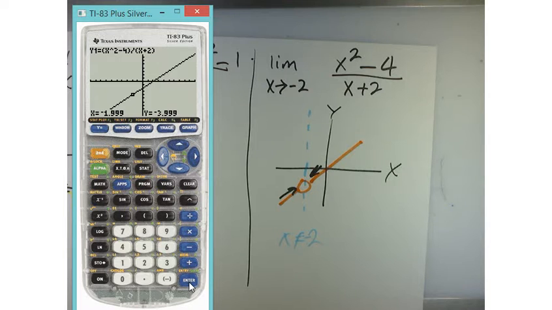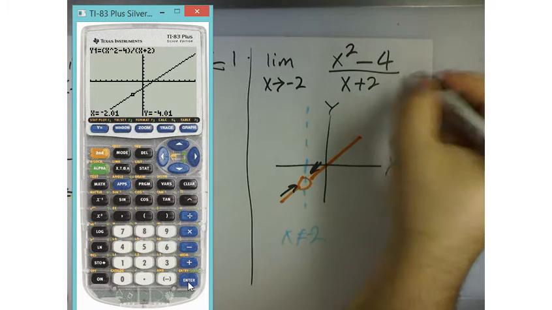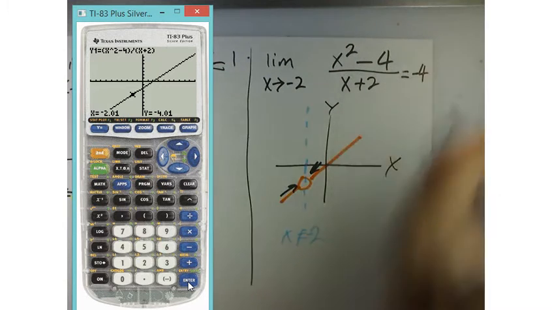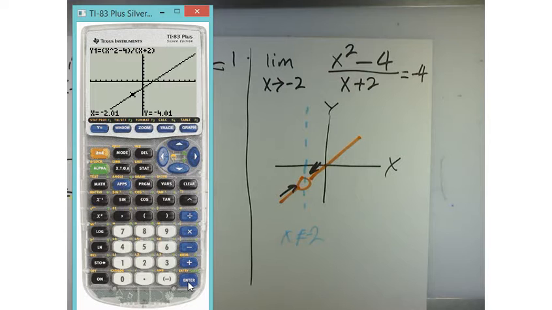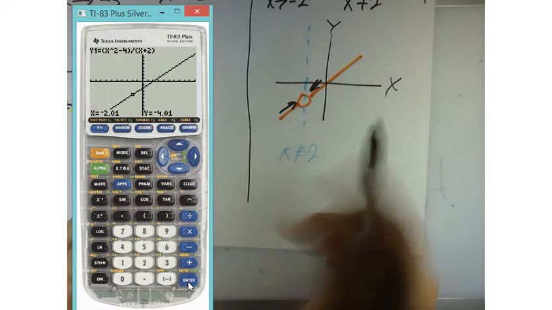-4, right? Now if I plug in -2.01, what does it look like it's approaching? Yeah, so if I could get really, really close, what does it look like the answer should be? It should be -4, right? Is that what it would be algebraically? No. But wait a second. Let me show you something.